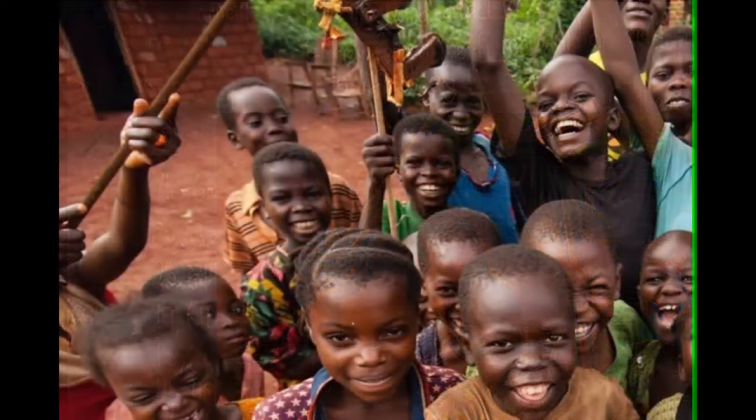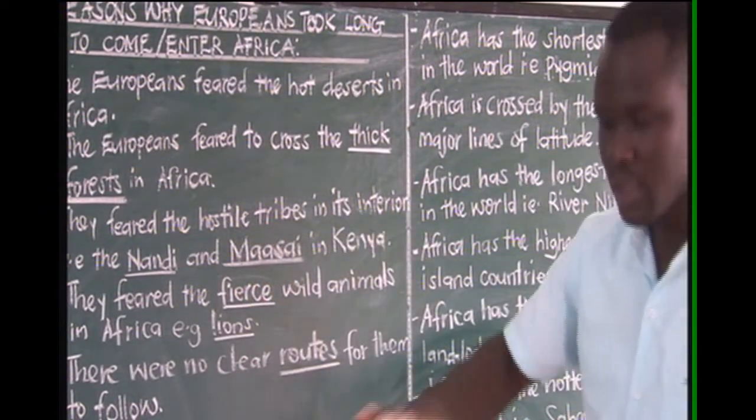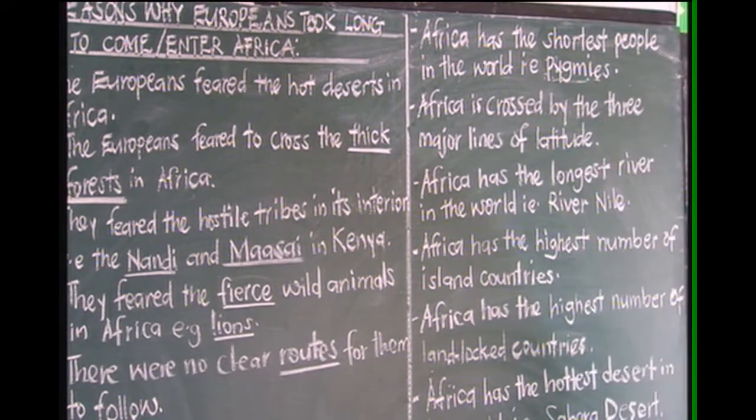Then we got the second one. We shall find that Africa has got the shortest people in the world. These people are the ones that we call the pygmies. They are very short people. You find someone is an adult, a big person, but very short. These people are mainly found in the central part of Africa. Some of them are in DRC, others are in Congo, that is Congo Brazzaville. That is where we find these people. And others are in the Central African Republic. All that is what we call Central Africa.